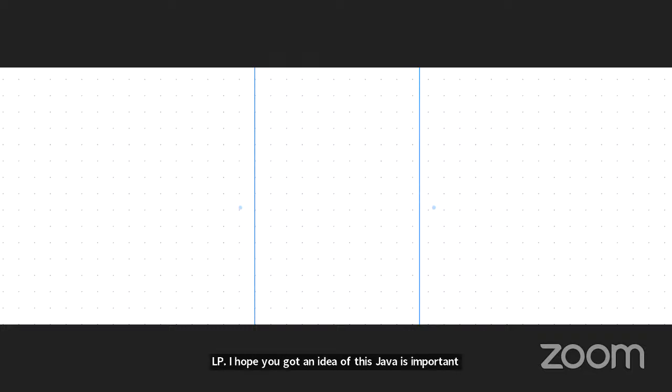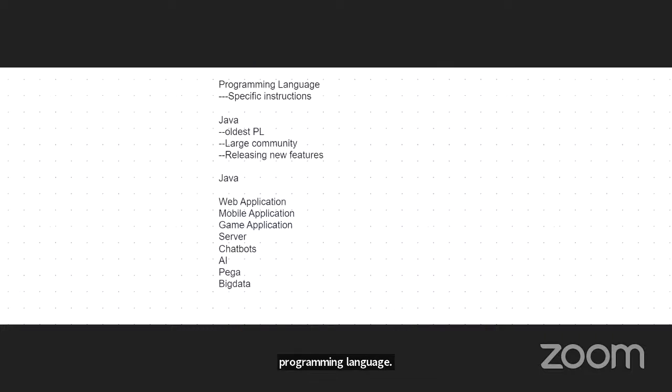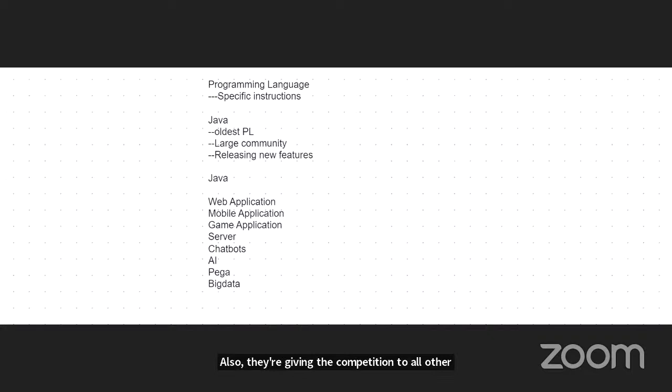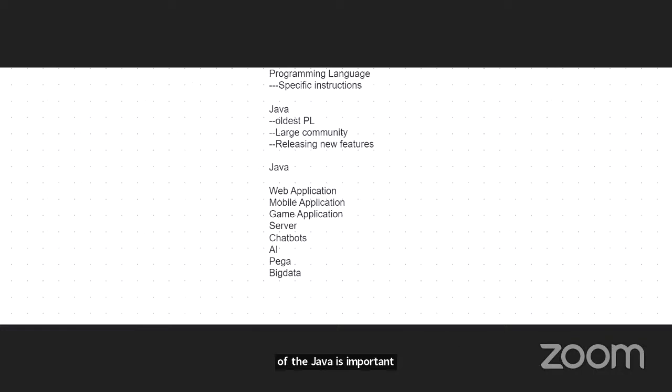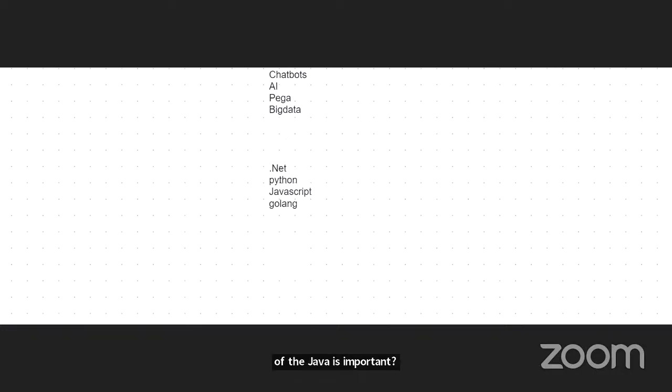It is one of the oldest programming languages. It has a large community. That means if you want any new feature or anything, you can contact Java directly. That means you can post them. They'll release the new features and give competition to all other programming languages. I hope everyone got an idea how important Java is. If you have any doubts on this, just post a question in the QA session. At the bottom, you can see that.